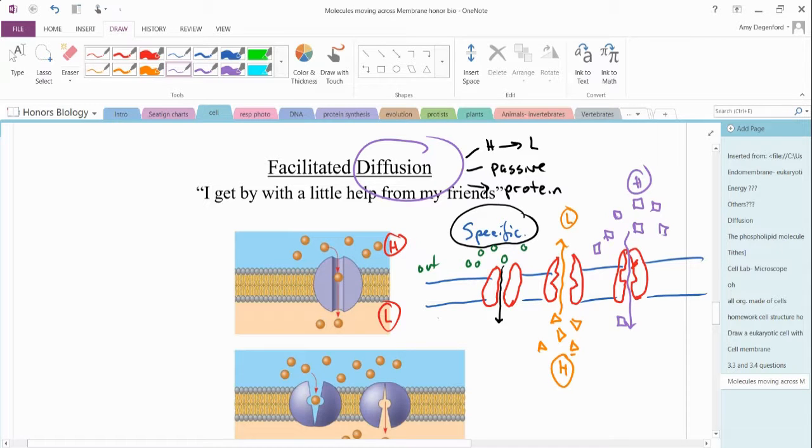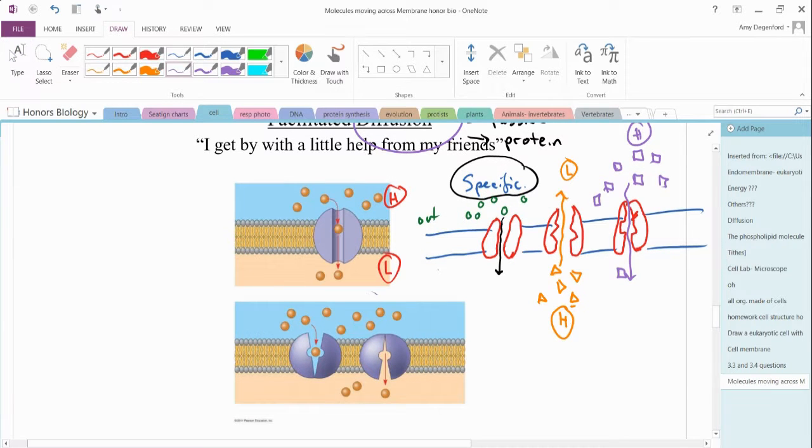And oftentimes the way these work is that the shape of the transport protein only allows that kind of molecule through. Sometimes it also has to do with the charge and the interaction of the amino acids and the protein, but it's specific. That's one thing that this diagram didn't give you an idea of, but they are specific.